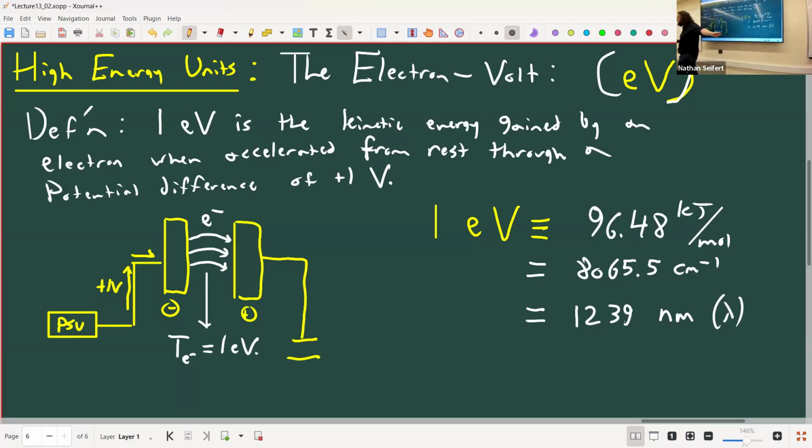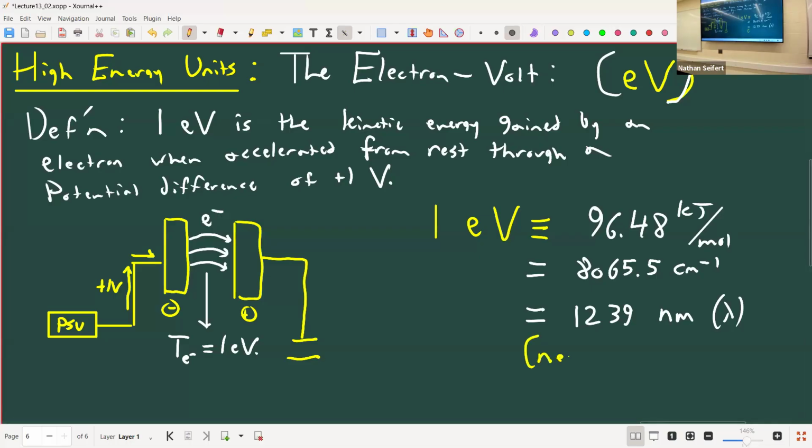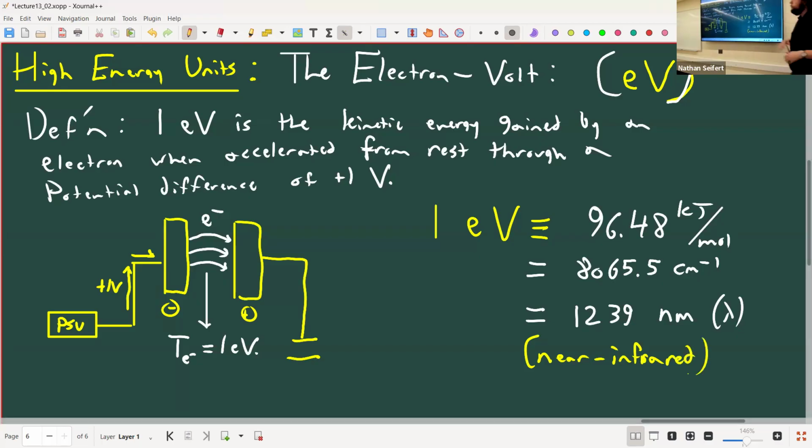Right, so 1 eV is actually right on the edge of red. Like you can't see 1239. Our cutoff is about 950. But so this is right at the edge of red in the infrared. This is what we would call the near infrared. So it's right outside the red. But it's right past the red limit of the thing, right? So 1 eV kind of is a mark for when optical starts. Most optical spectroscopy starts at about 1 eV.